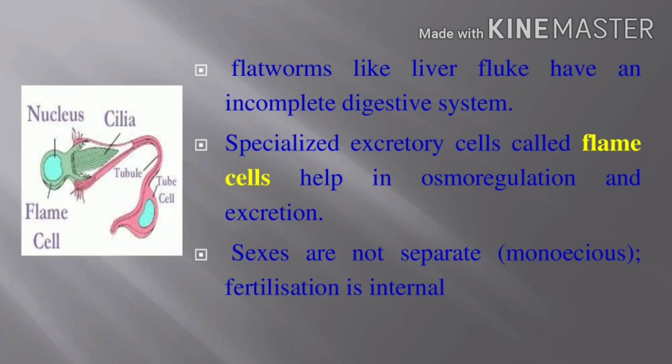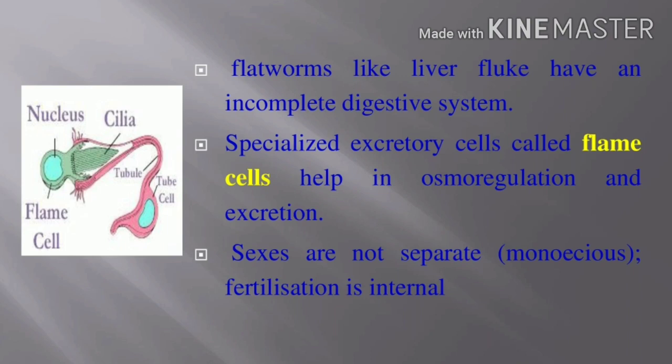What specialized excretory cells are present in phylum Platyhelminthes or flatworms? That is the flame cells. Note it. What is the role of these flame cells? They are helpful in osmoregulation and excretion. What is osmoregulation? Osmoregulation is water balance and maintaining pH. Excretion means separating the waste particles or eliminating the waste.